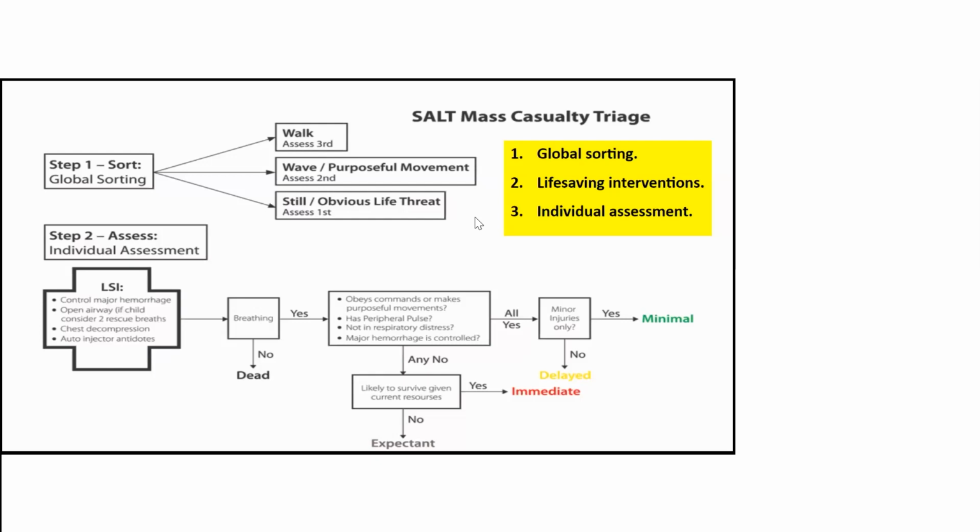Okay. So you separate them out. That's sorting them out. Then the next part of it is providing individual assessments to each of these patients. And as you assess them, you're providing life-saving interventions for the patients immediately. Okay. So of course, you start with those who are still or have obvious life threats. Then you move to the wave or purposeful movement group. Then you move to the third one. Of all the triage systems that meet the recommended consensus-based guidelines of what we should be doing as prehospital mass casualty triage, SALT is the one that is recommended right now because it meets all the criteria for the MUCC criteria, the model uniform core criteria. Okay.